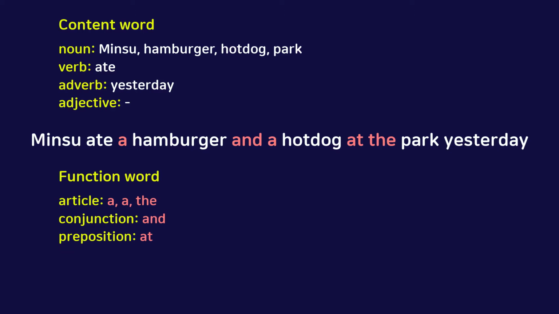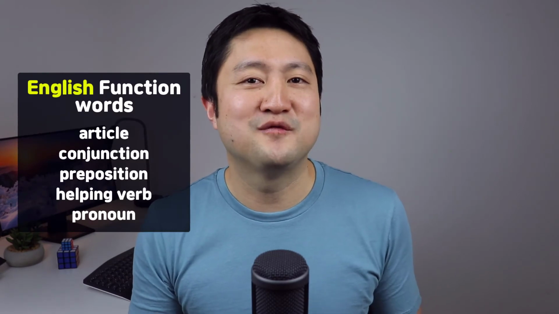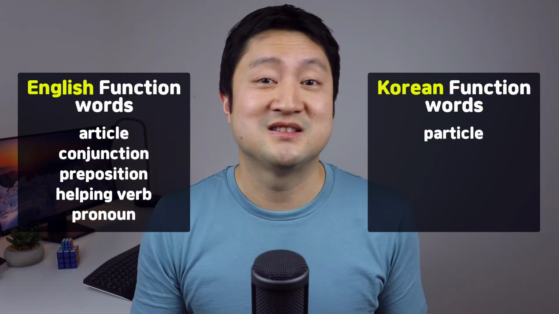Other function words include helping verbs like the be verb and the have verb, and pronouns. Now, function words do not indicate the key meaning of the sentence, but they help us understand the relationship between the words in the sentence. And they also help to glue the words together to form a sentence. So in English, we have different names for different function words. But in Korean, all these function words are called particles.